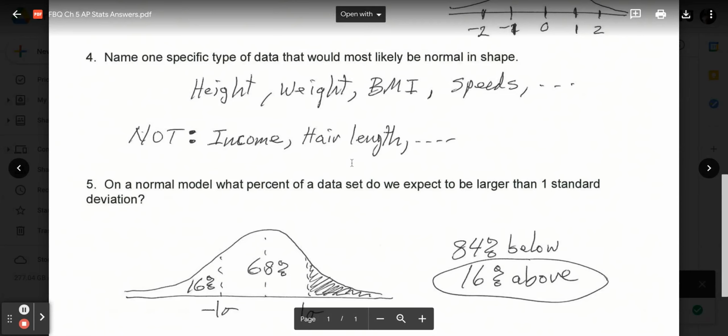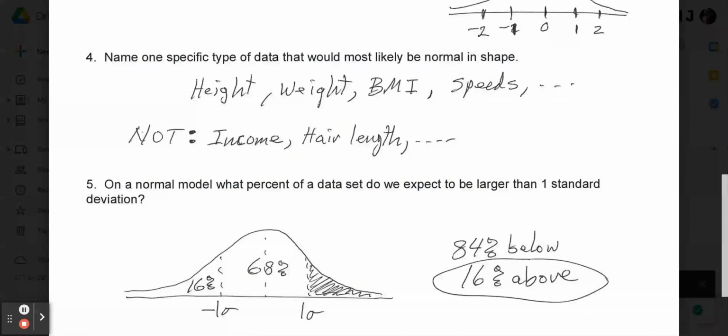So hair length would also not work because there's a whole bunch of people like me who don't have very much hair. So you'd have a whole bunch of zeros in your data, or little ones or halves, and it would make your data look weird and skewed. It wouldn't be normal.